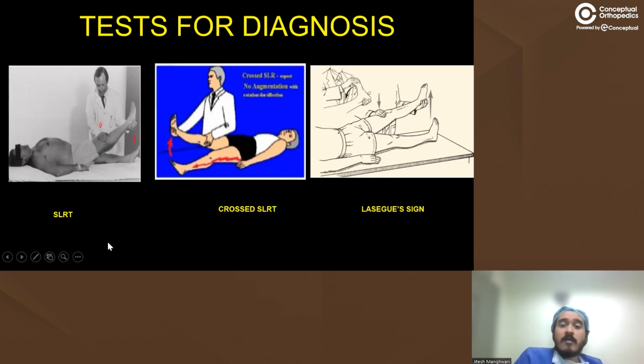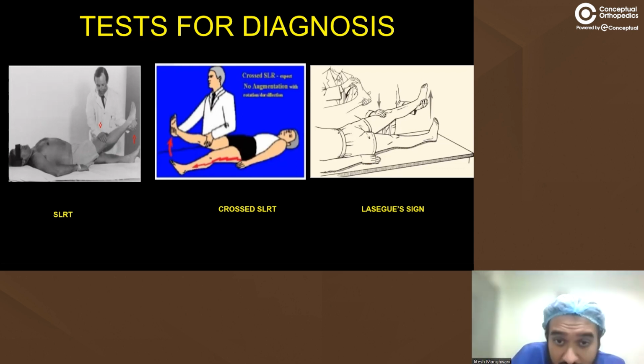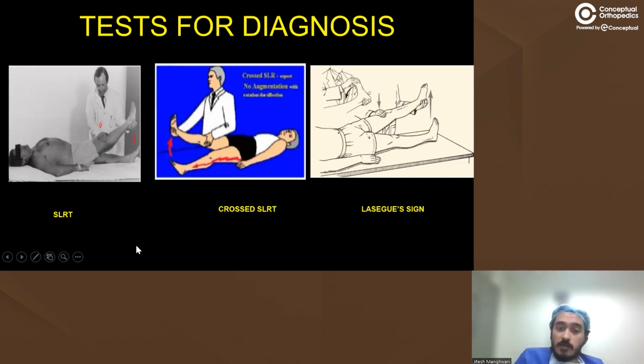Crossed SLRT is basically eliciting the SLRT on the opposite side. If the patient, for example, has symptomatology as shown over here on the left side, and you elicit the straight leg raising test on the right side, the patient will get pain on the left. The one important thing over here is that crossed SLRT is the most specific test for a disc cause of a radiating pain. So if the patient is having a radiating pain and the crossed SLRT is positive, the most common etiology may be a slip disc.